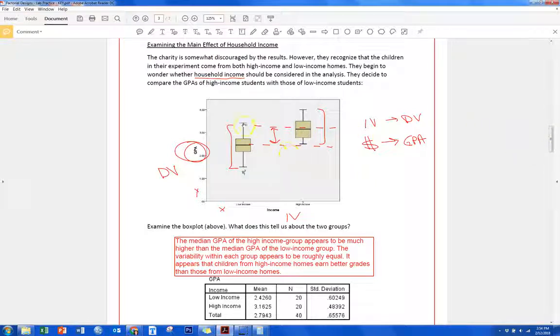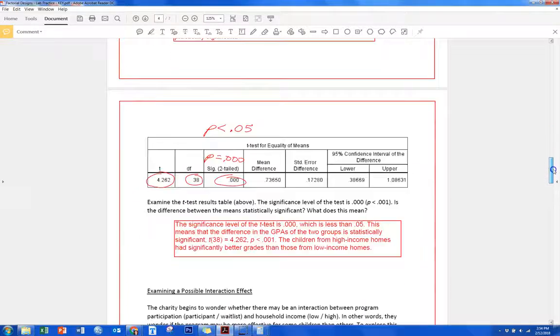Whereas the kids from low income, they're kind of here in the middle range. There's room for improvement. So it could be that the program will help these kids more than it helps these kids. And that's what we're exploring. That's an interaction effect.